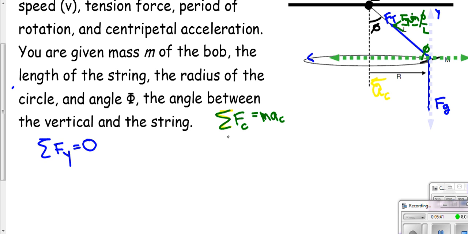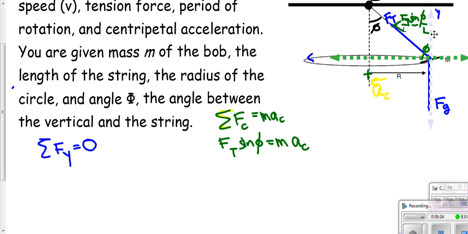So the sum of the forces in the centripetal direction, with positive pointing towards the center, is F_T sine phi. And that should equal the mass of the object times the centripetal acceleration, which I don't feel like filling in right now. I know what sine of phi is, I know what the mass is, but the acceleration involves the speed squared, which I don't know, and I need to find that. So there are too many unknowns here.